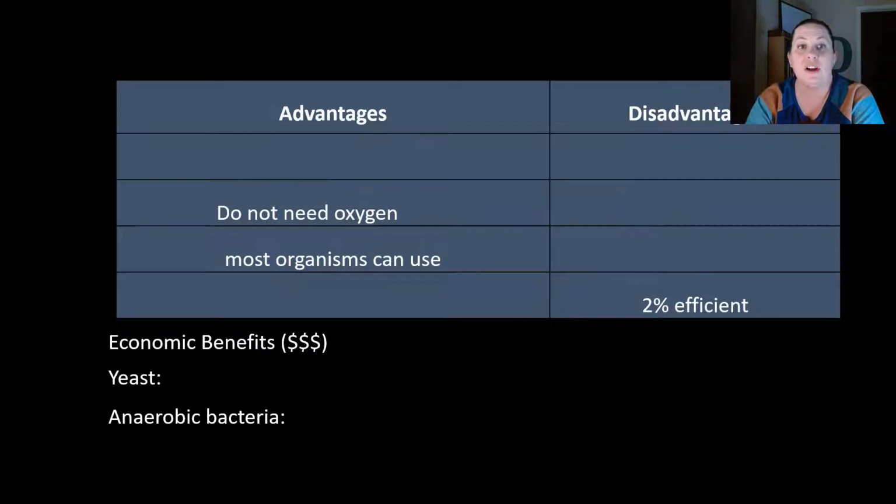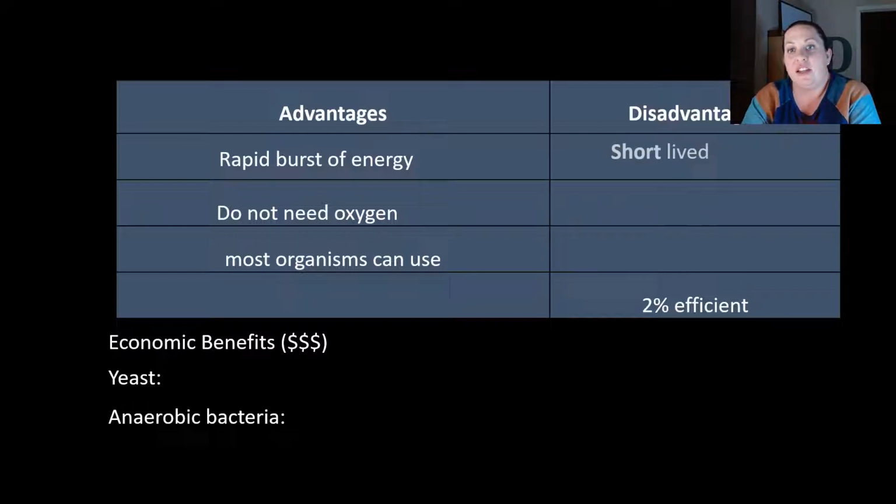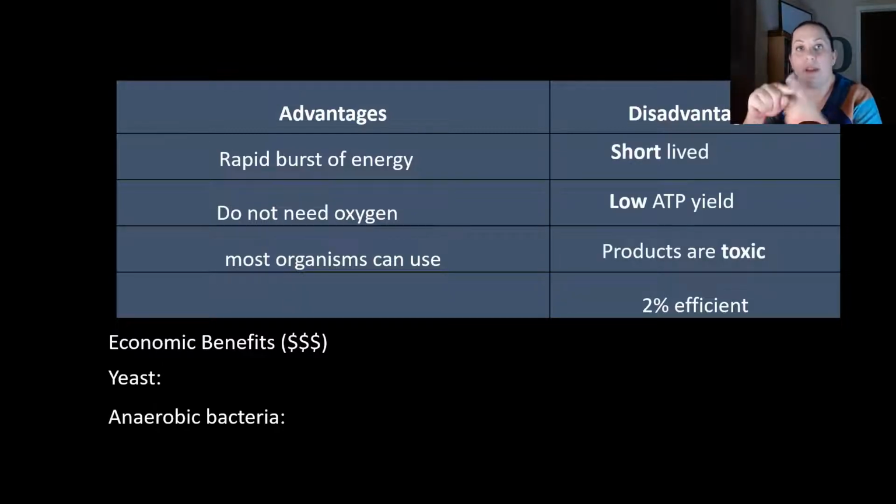Well, advantages are a rapid burst of energy. You can get energy really quick. You do not need oxygen for it, and most organisms can use this type of energy. But disadvantages include the fact that this is a short-lived process, can't last very long. It gives you a low amount of ATP, you only get 2, and the products are toxic. This also means it's a lot less efficient than aerobic respiration is.